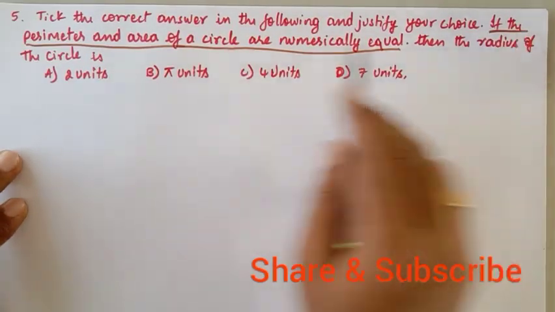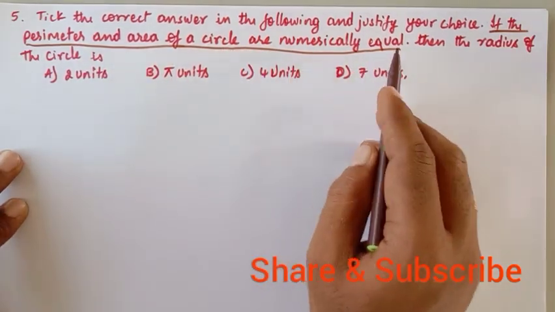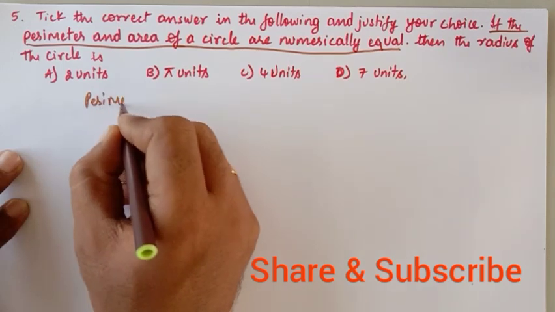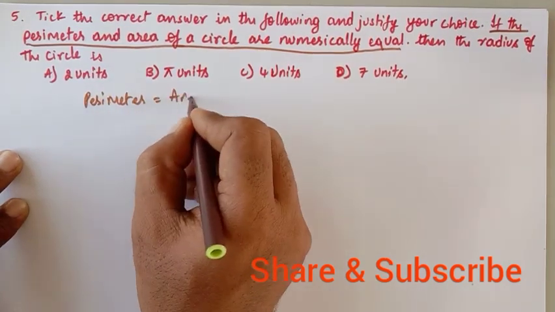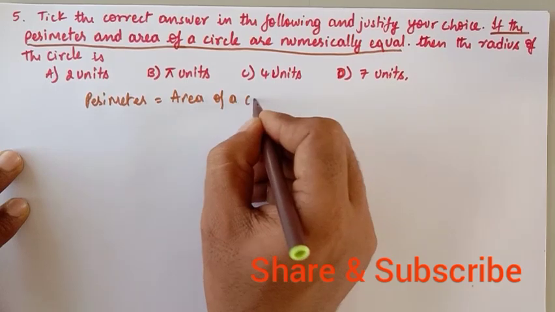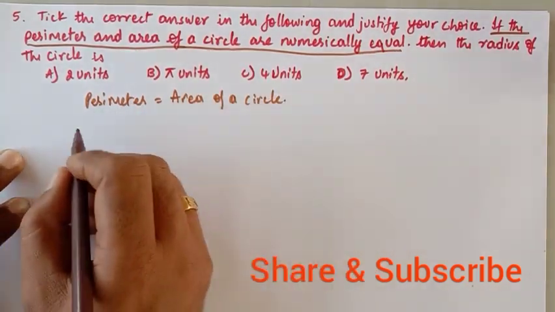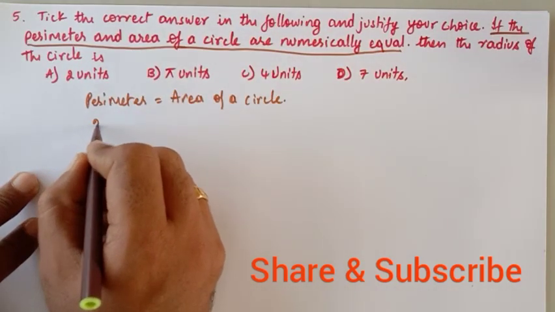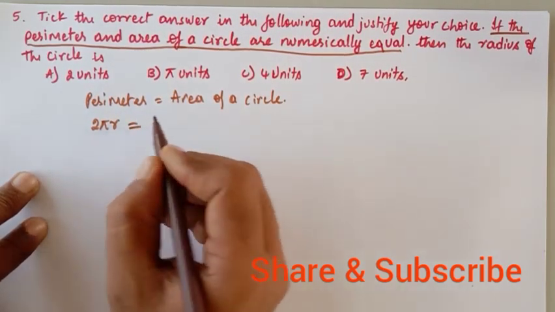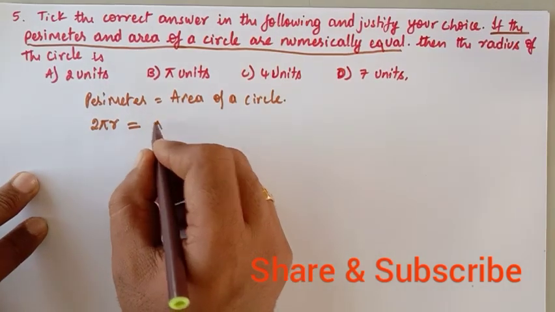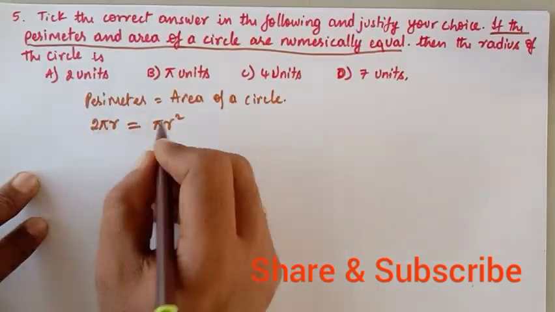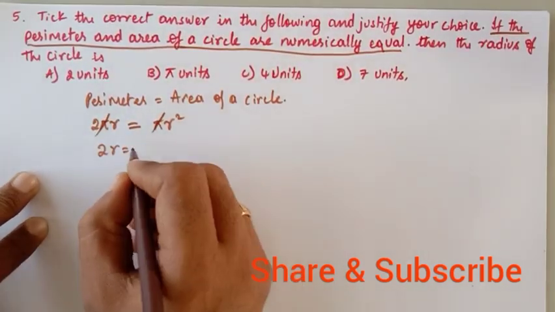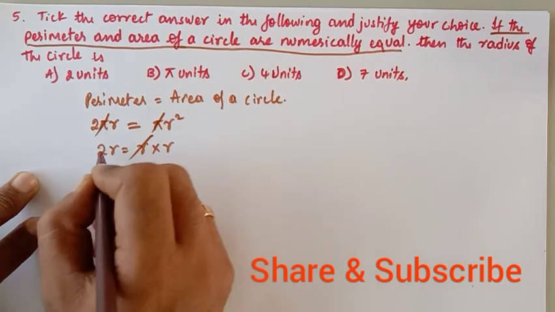So, if the perimeter and the area of the circle are numerically equal, that is, perimeter is equal to area of a circle. What is the formula to calculate the perimeter? That is the circumference, 2 pi r. 2 pi r is equal to area of the circle, formula pi r square. So here this side pi is there, 2r is equal to, what is r square? r into r. So here r cancels.